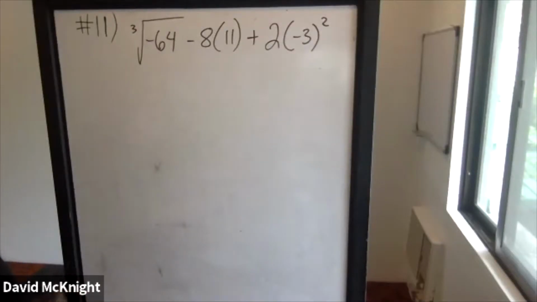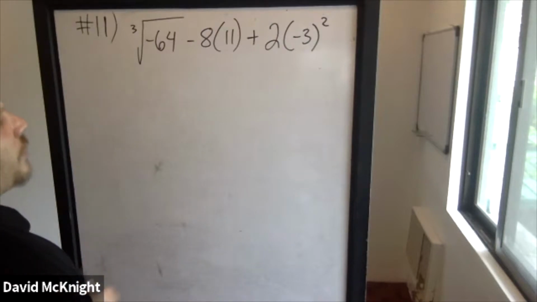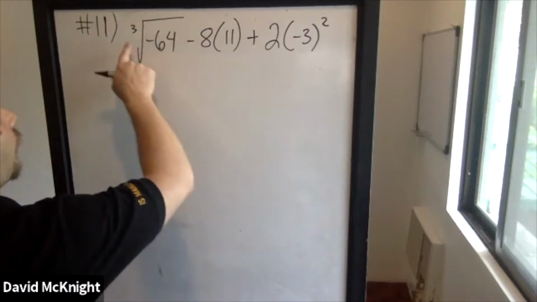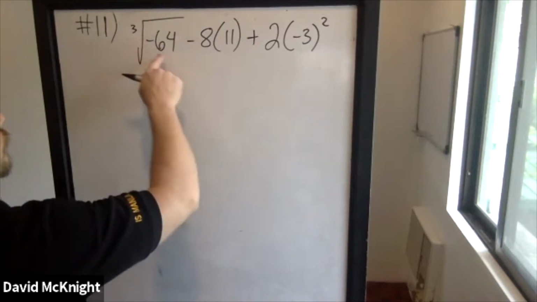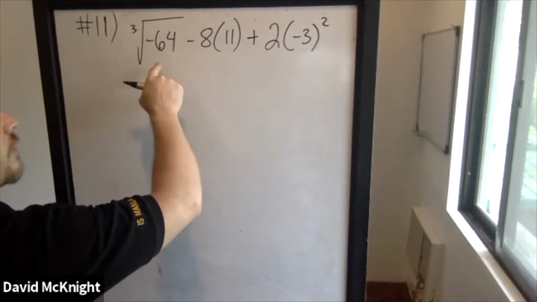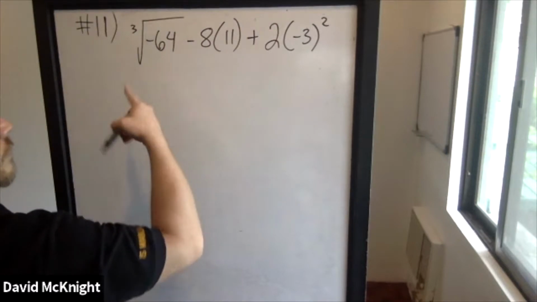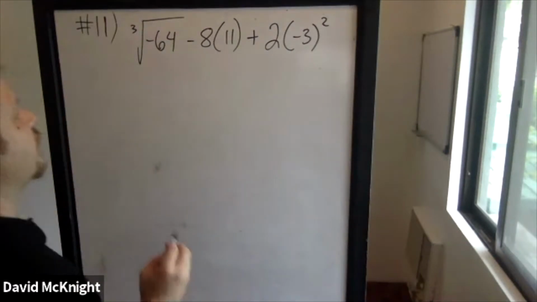All right, so we don't have any brackets that need to be simplified here, but we do have some exponents and cube roots or square roots. This is a cube root, so what is the cube root of negative? We have a cube root of a negative, yes. So that will be negative 4, right? Negative 4 times negative 4 times negative 4 is 64.